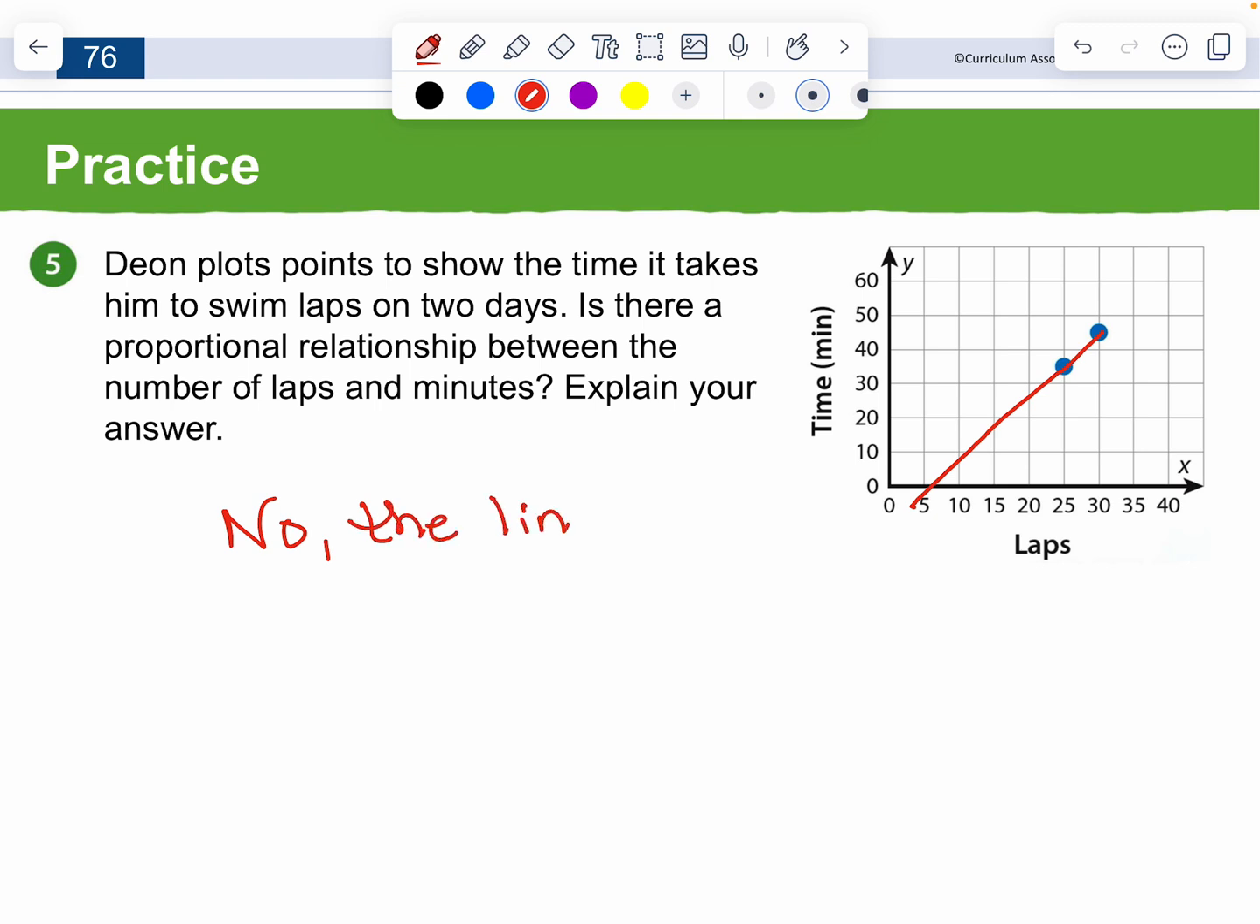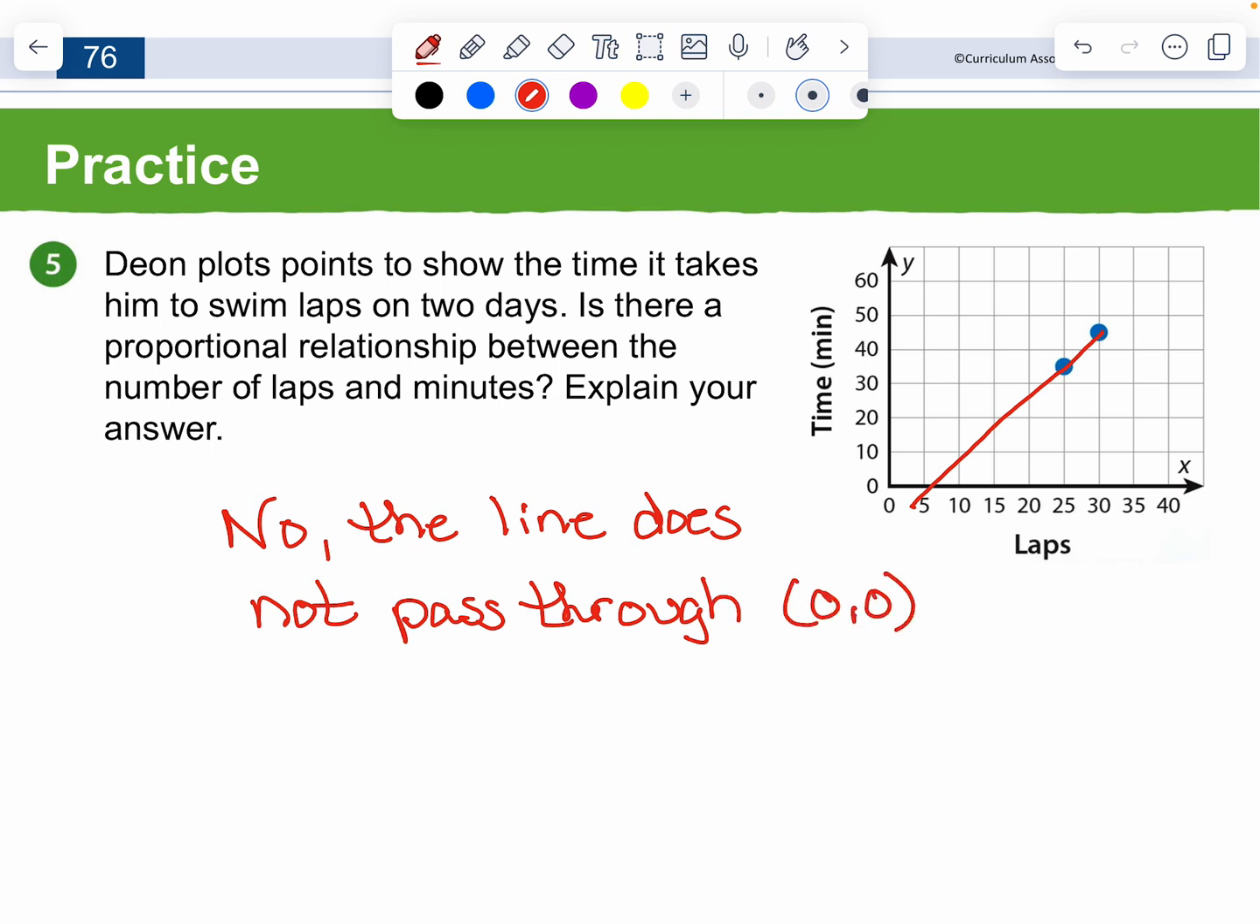The line does not pass through the origin. Or 0, 0.